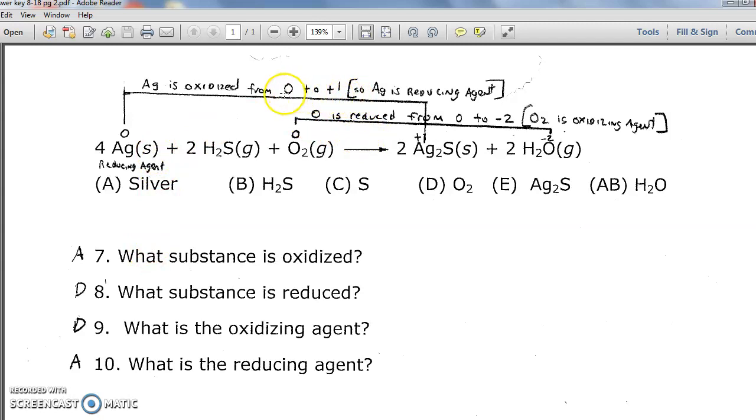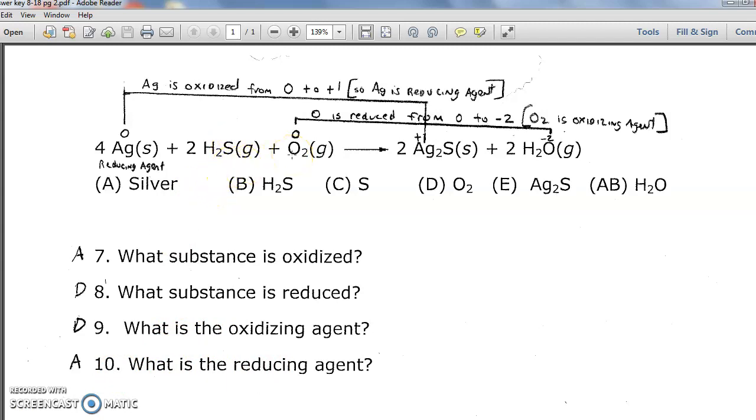The substance that gets oxidized, whatever compound, or in this case, whatever element the substance that's oxidized was in, is called the reducing agent, because in order to be oxidized, you have to reduce something else. So silver is the reducing agent. Number 10, they're asking what's the reducing agent? It's silver, letter A.